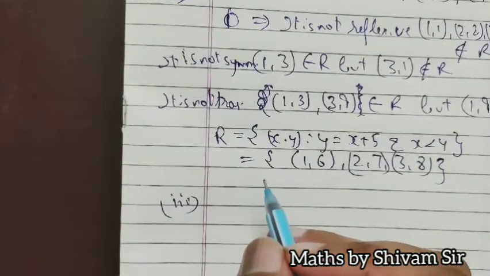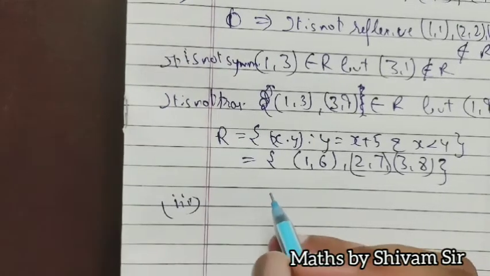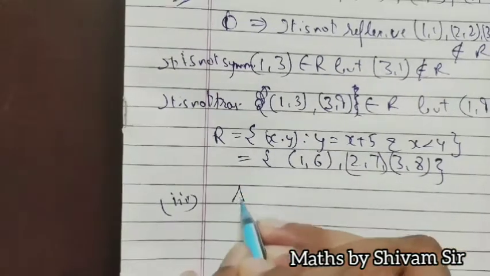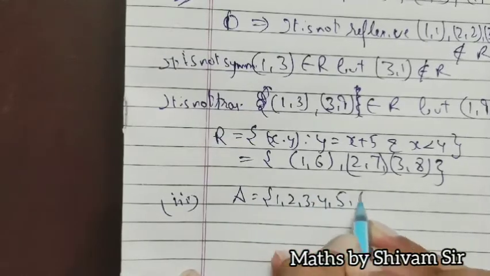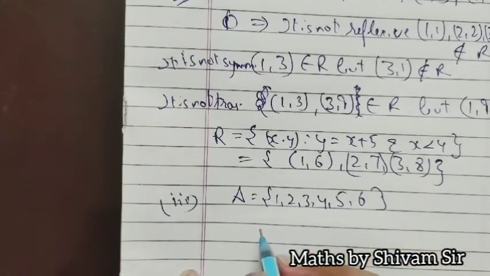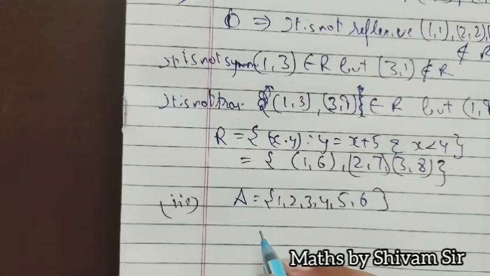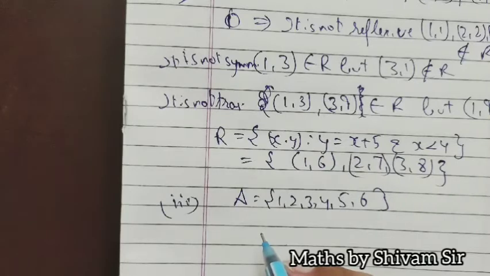So the third part is, let's see which part is third. Relation R in the set A = {1, 2, 3, 4, 5, 6}, R = {(x, y) such that y is divisible by x}.